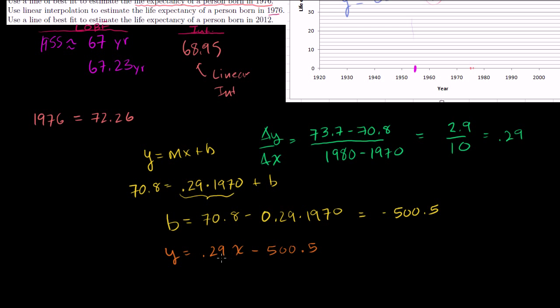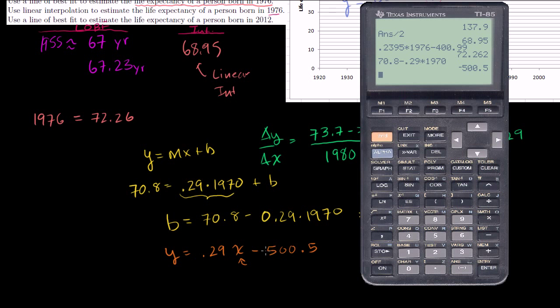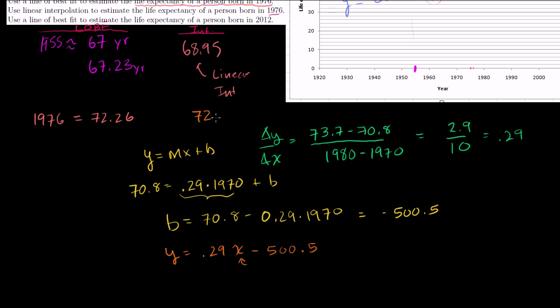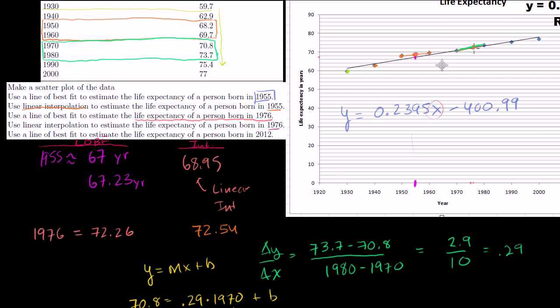Now, if we want to interpolate 1976, we just have to put 1976 in there for x. So what is life expectancy in 1976? Get our calculator out again. 0.29 times 1976 minus 500.5 is equal to 72.54. So 72.54 is the number we get when we do linear interpolation between those two data points.